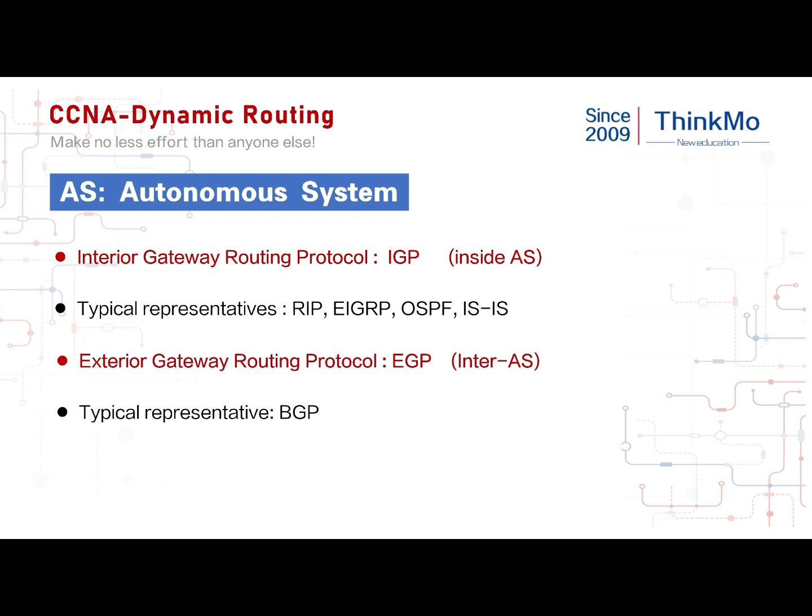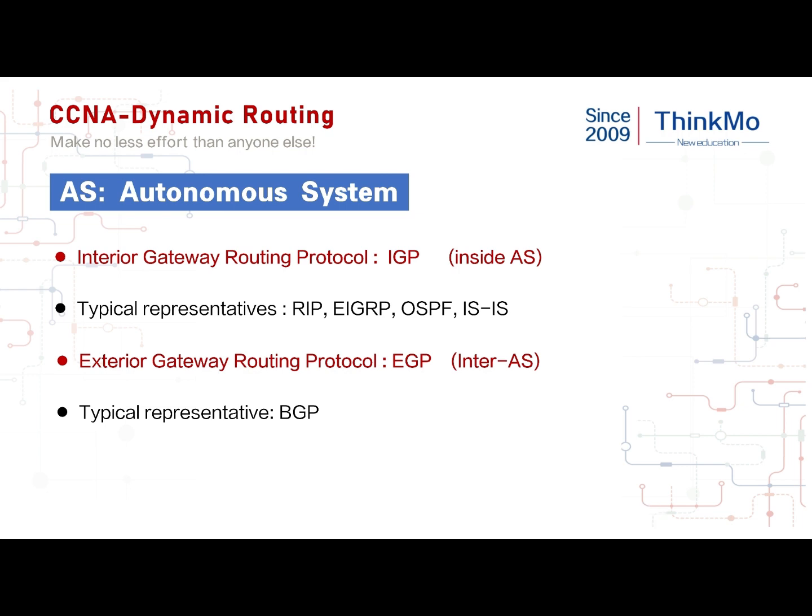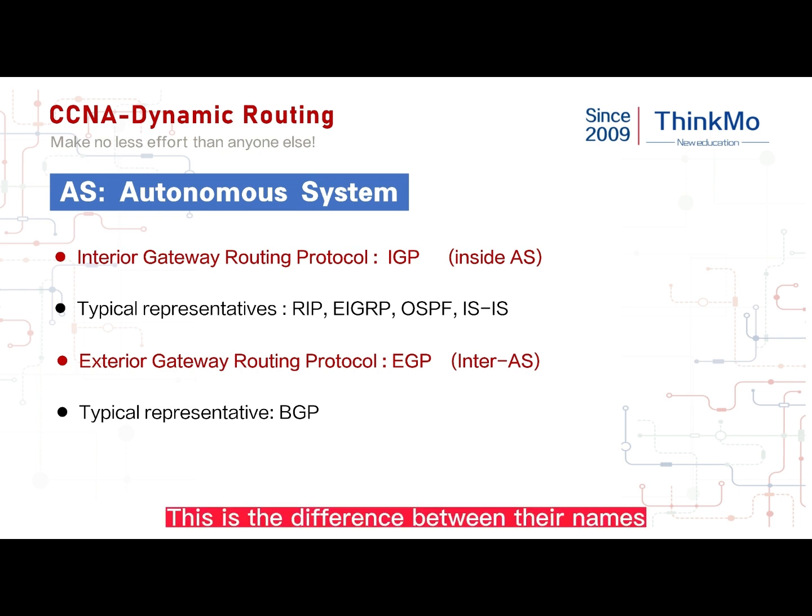For EIGRP, first, it was launched relatively late. Second, it opened relatively late. That is, it can run both in AS and between AS, and wanted to compete with BGP. But unfortunately, when it was launched and opened to the market as a whole, the market had long been occupied by BGP. So EIGRP is sorry. Many functions have been developed, but in the end it was not put into use. EIGRP itself has a very good protocol mechanism, which will be covered later in the advanced course. AS internally is called IGP. Between AS is called EGP. This is the difference between their names.